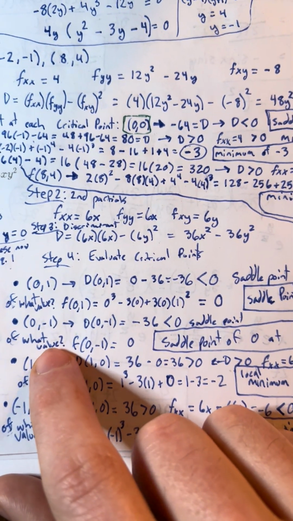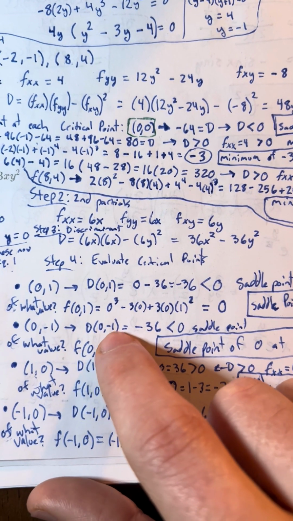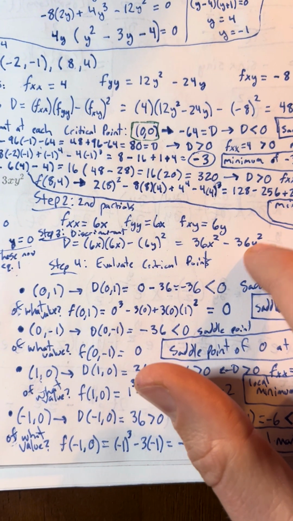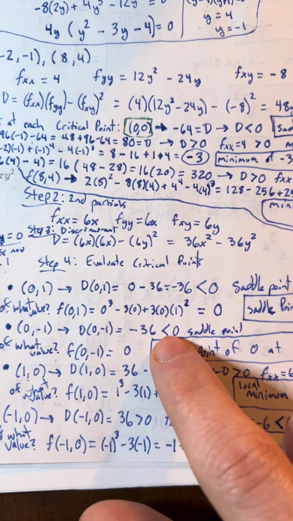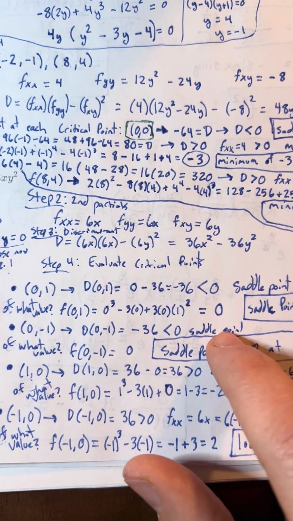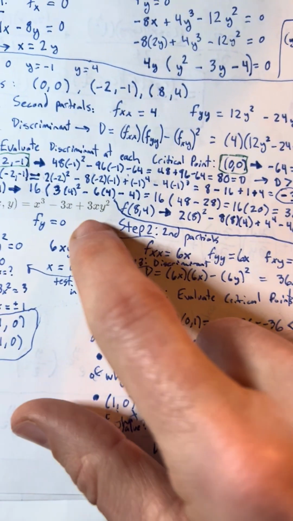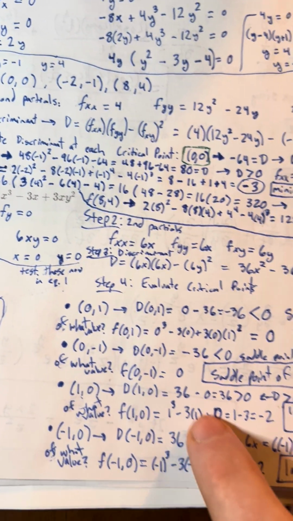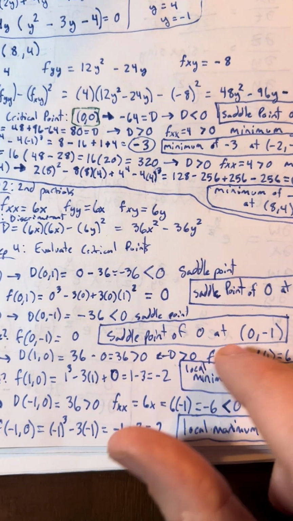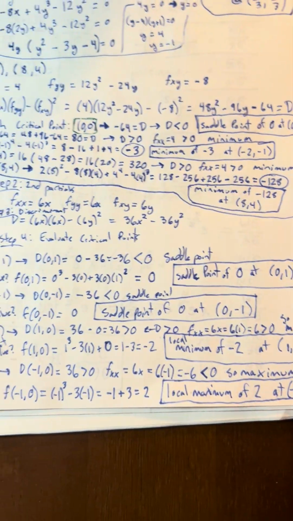Doing the next one, it's identical because you're going to end up having the 0 and minus 1, but minus 1 squared is still 1, so D is minus 36, which is less than 0, meaning saddle point. Plugging it back in, it's going to do the same thing because this 0 for x, since x appears in each term, is going to zero out the whole equation. So again, it's a saddle point of 0 at (0, -1). This kind of makes sense because of the way saddle points work. Now you test the last two.